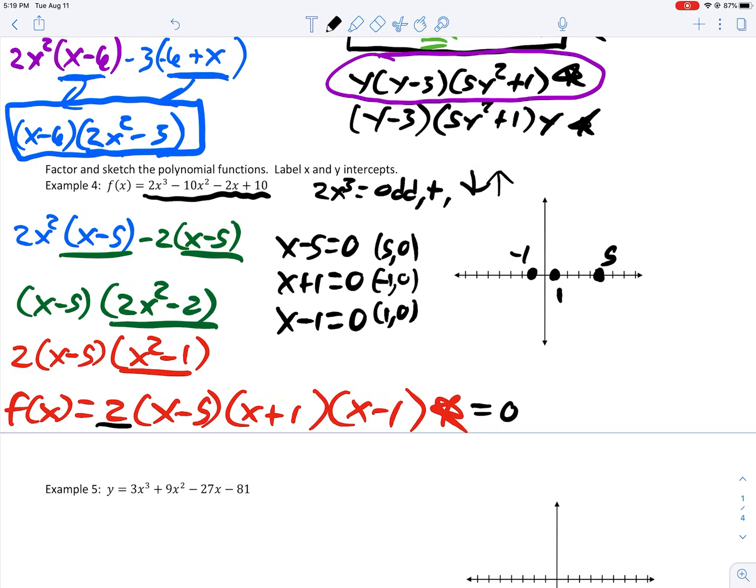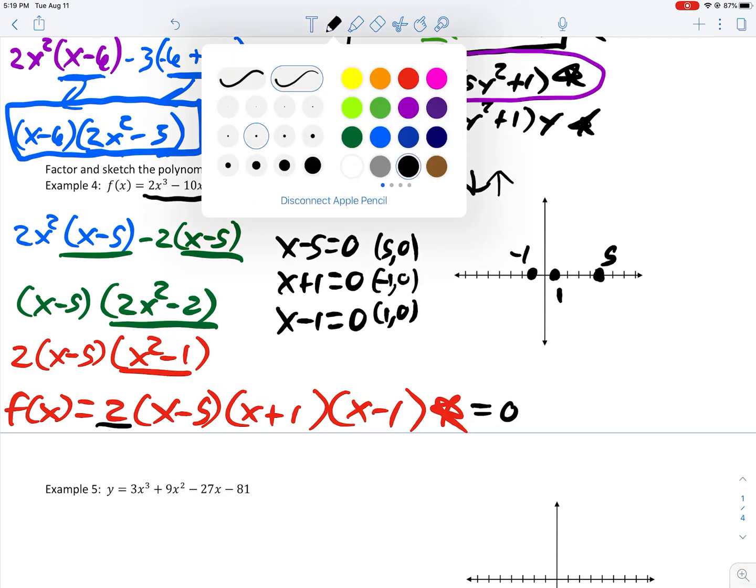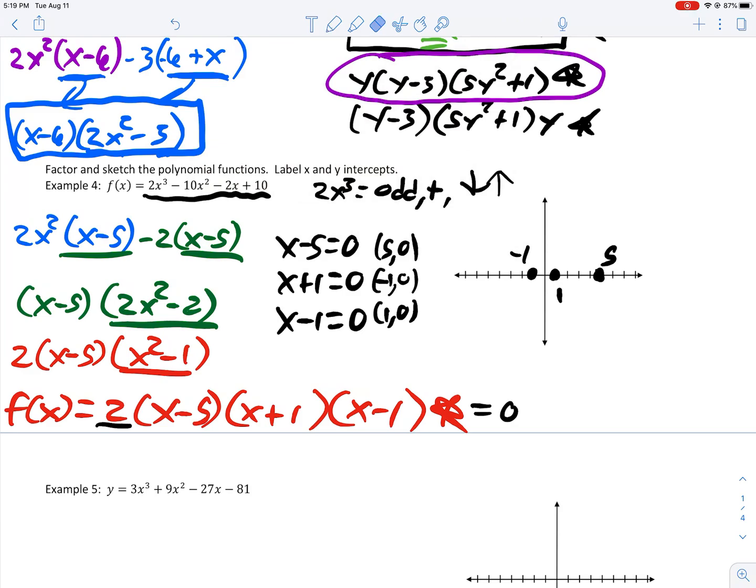So to find the y-intercept, let's go red. I'm going to let x equal 0. So I'm going to plug in 0. X is going to equal 0. So you're going to get 0 minus 0 minus 0 plus 10. So the y-intercept is (0, 10). To find the y-intercept, you let x equal 0. So now I have everything I need to sketch the graph.